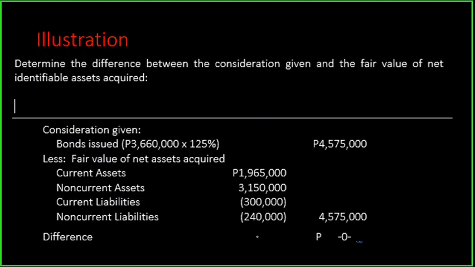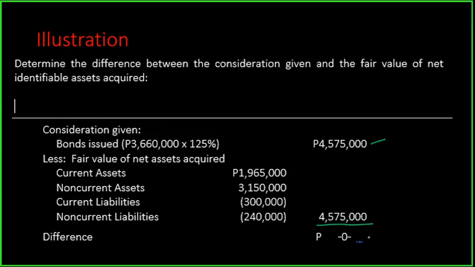Let's try to compute. What is the consideration given? Again, the fair market value of what was sacrificed: 3,660,000, selling at 125. The fair market value of what was given is 4,575,000. And then the fair market value.